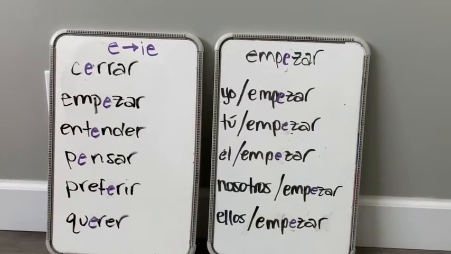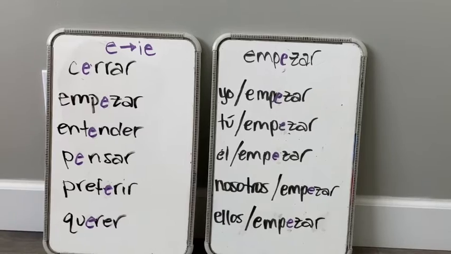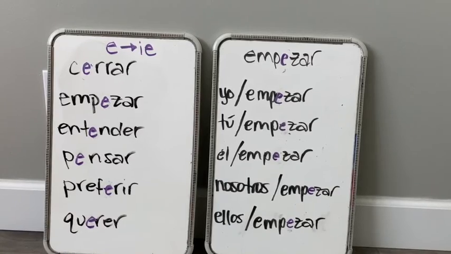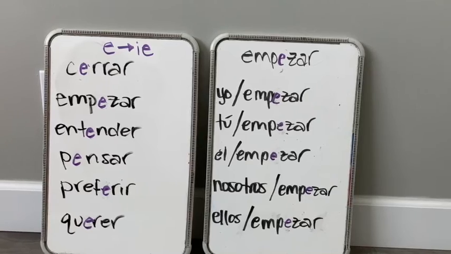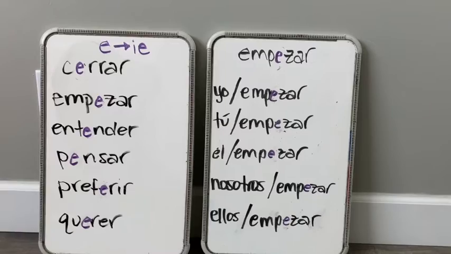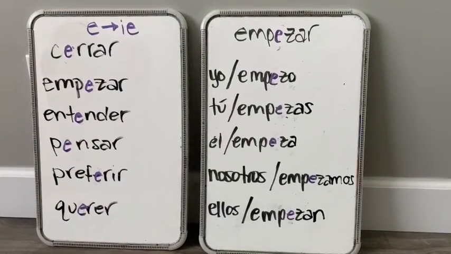Okay, so here on the left, we have all our stem changing verbs. And then the board on the right has just the verb empezar. And step one, we are just going to conjugate that verb the way we normally would for yo, tú, él, ella, nosotros, ellos, ellas. We're going to cut off the AR at the end and add back on the new ending, just like we learned how to do a long time ago. So there they are so far.